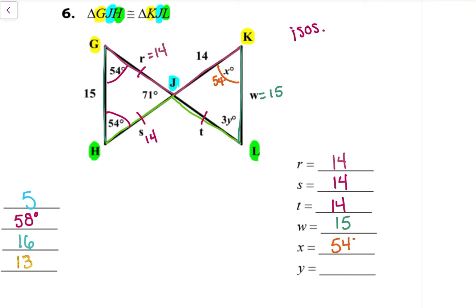And last one is Y. Y is this angle on the green L, which is going to be the same as this green H, which is also 54. So 3Y has to equal 54. Divide by 3. So you get Y is equal to 18.